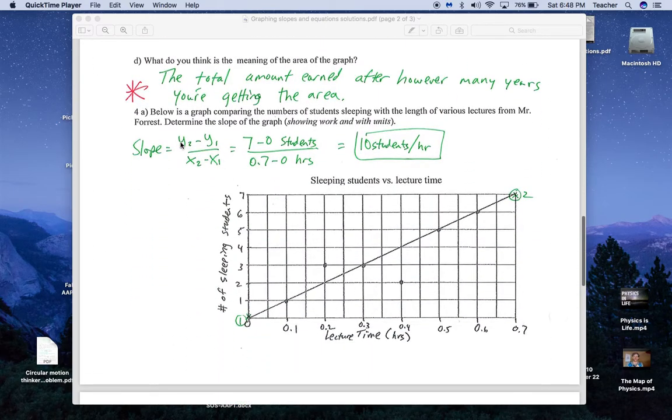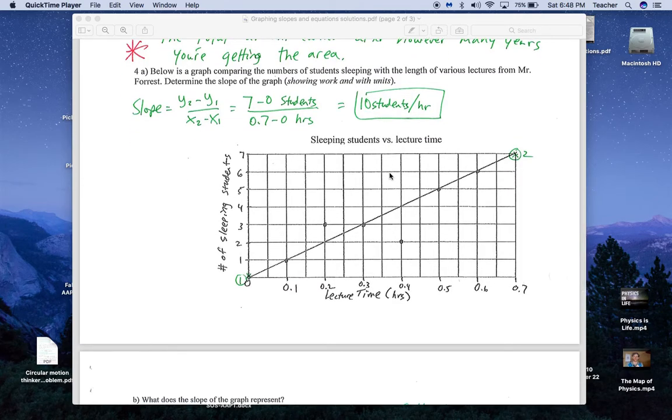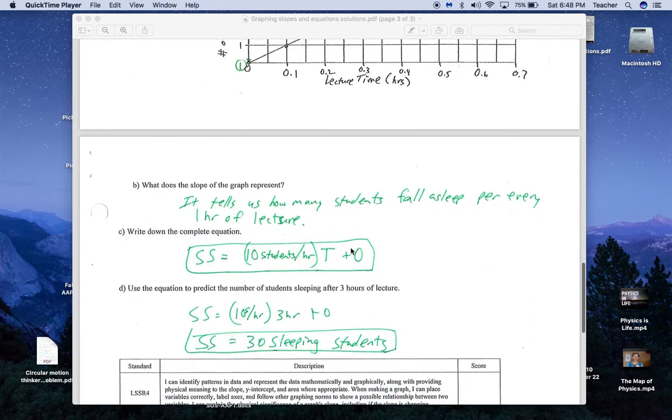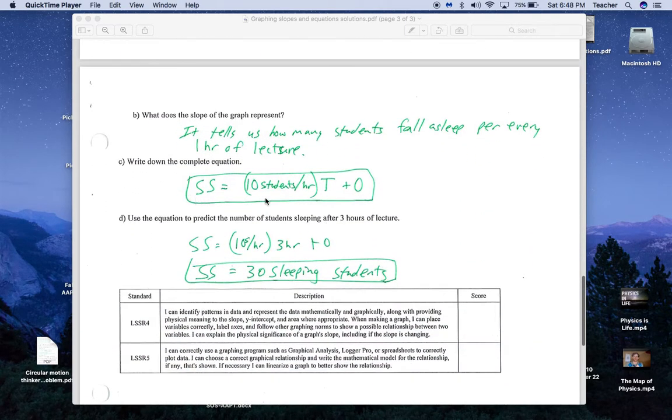For this graph, to get the slope again, similar to what I did before, I took this as 0.2 and this is 0.1, 7 minus 0 students, 0.7 minus 0 hours. I get 10 students per hour who are falling asleep. I know, I'm shocked as well that students fall asleep during my lectures, but that happens. And that's what that says down there. This is the equation. Sleeping students was 10 students per hour times time plus 0. Now, if I use this equation and put in time of 3 hours, I would predict that I would have 30 sleeping students. So that's basically everybody sleeping.